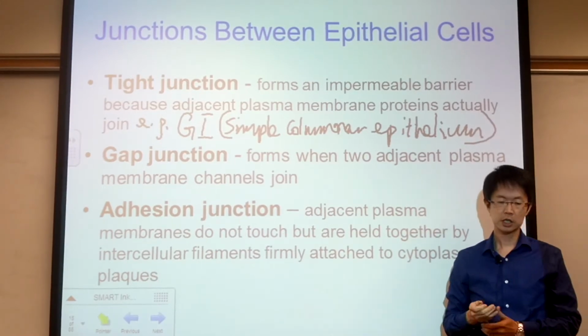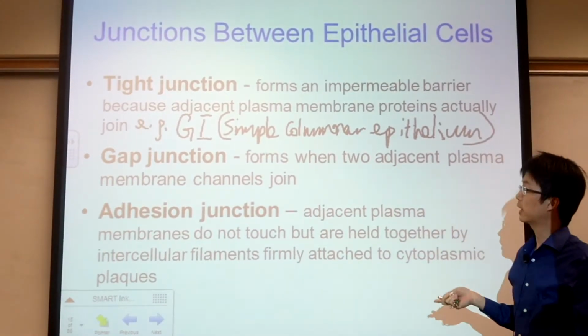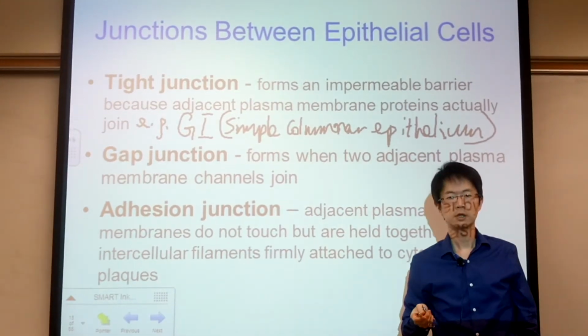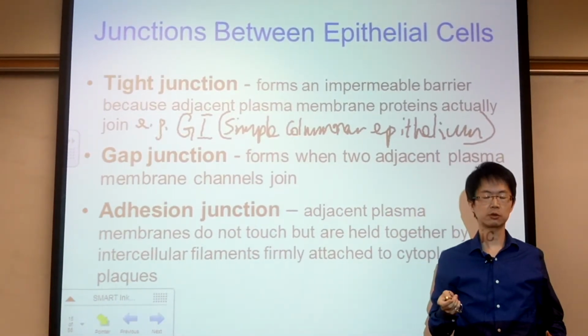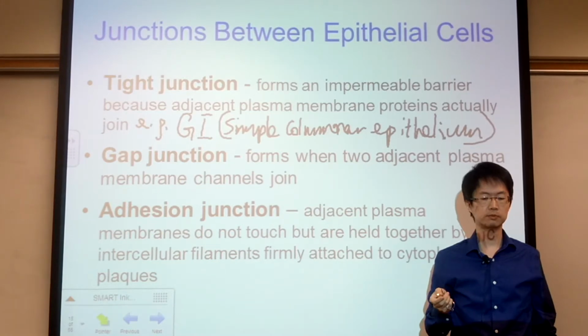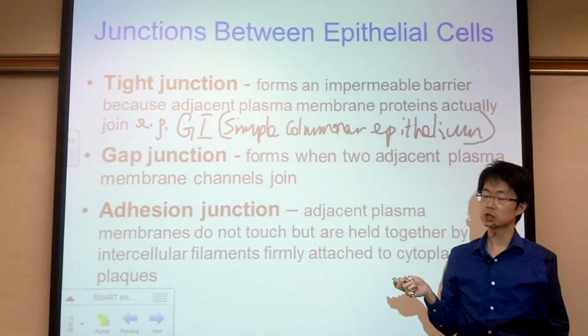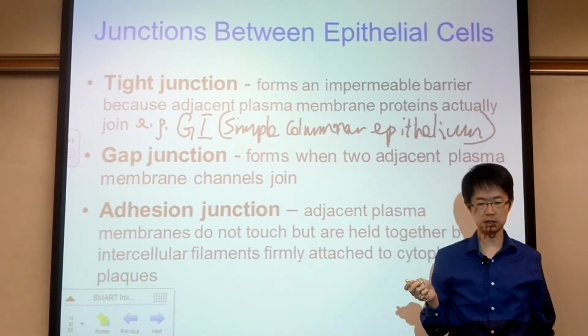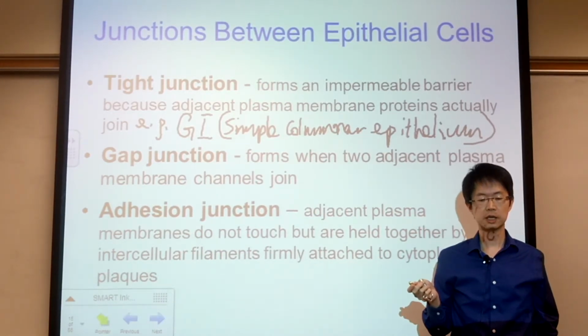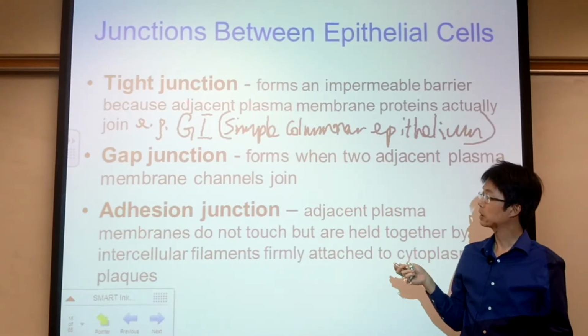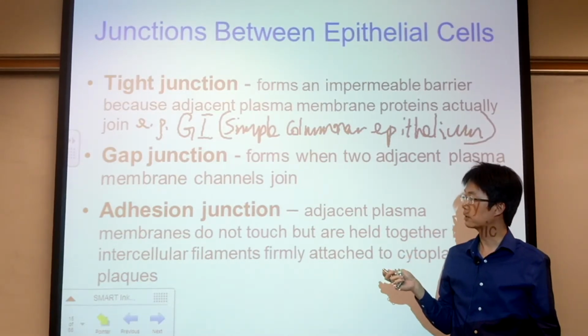The tight junction there separates the lumen of the GI tract from the blood behind it, or you can also find this tight junction in the testis, so that it can separate the testis from the blood vessels. So the tight junction, you can find it in those areas.